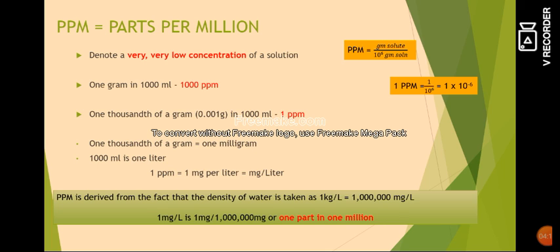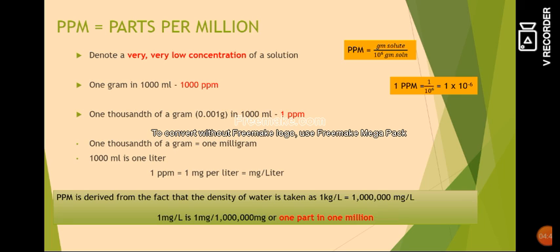Next, ppm or parts per million. ppm is used to denote a very low concentration of a solution. It is defined as the mass ratio of gram of solute to 1 million gram of solution. 1000 ppm means 1 gram in 1000 ml of solution, whereas 1 ppm is 1000th of a gram, that is 0.001 gram in 1000 ml of solution.